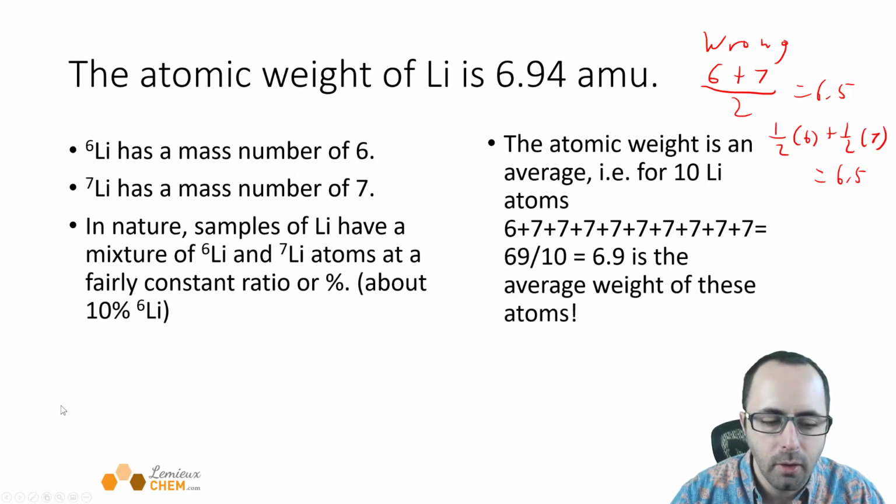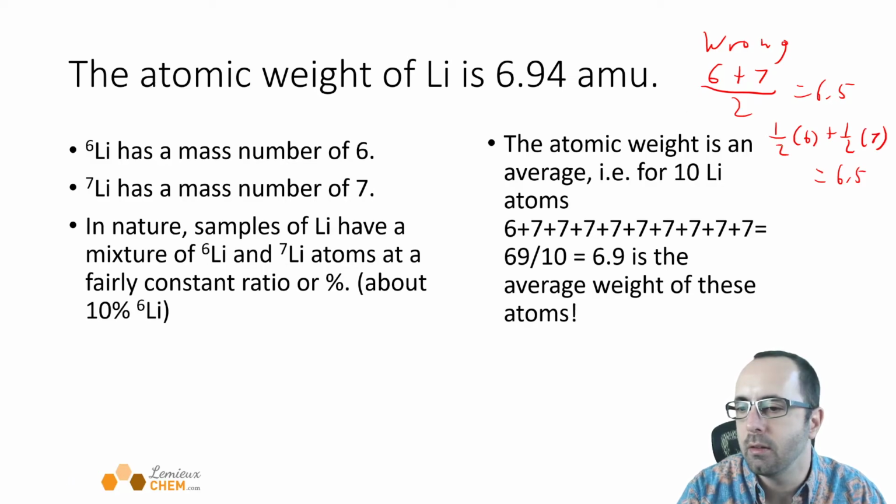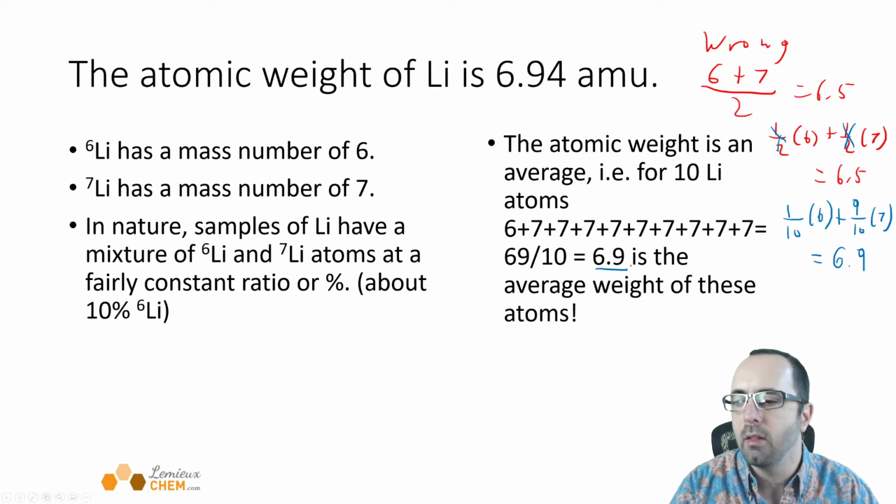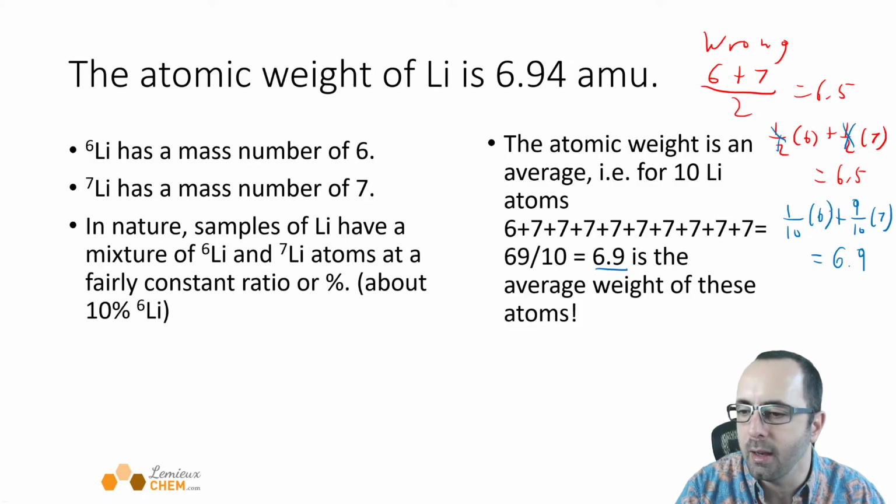In reality, it is not half. What it really is, is 1 out of 10 atoms weigh 6. It's not really 1/2. It's really like 9 out of 10 atoms weigh 7. And so if you average this way, you get the same value that we did here. This is what we refer to as a weighted average.